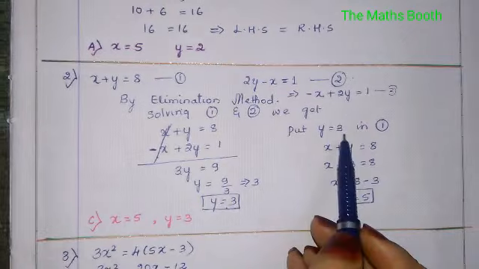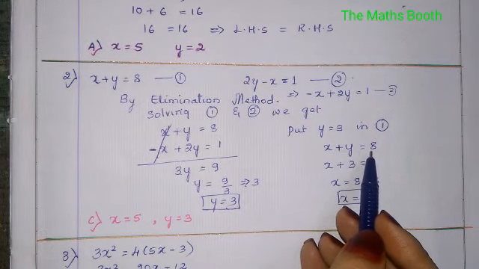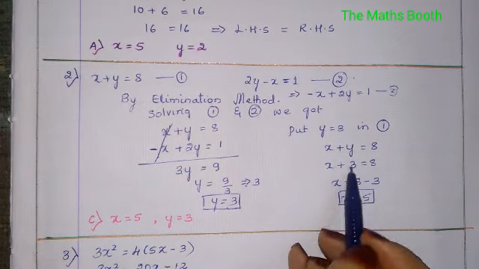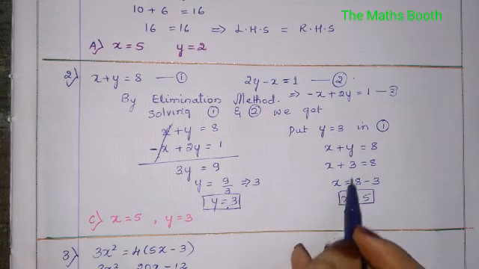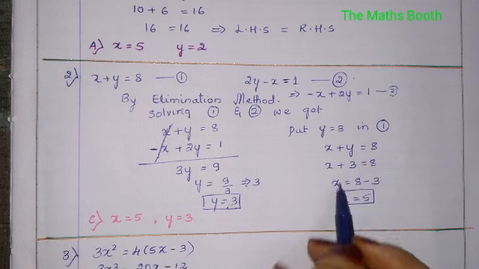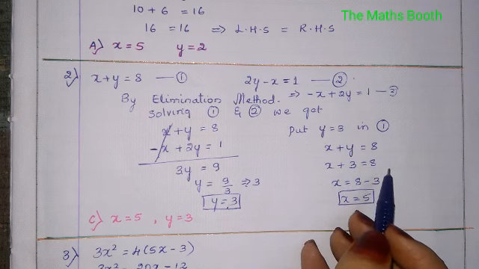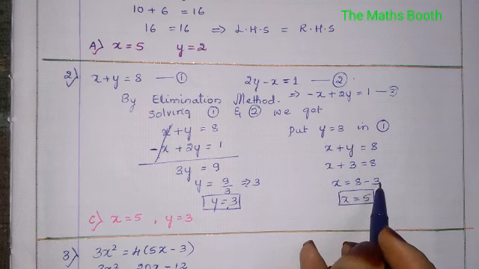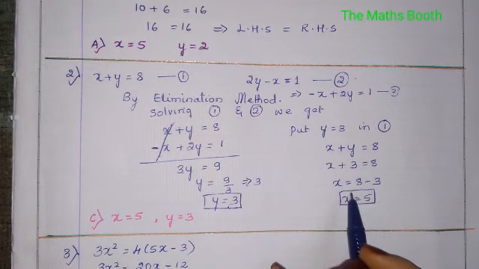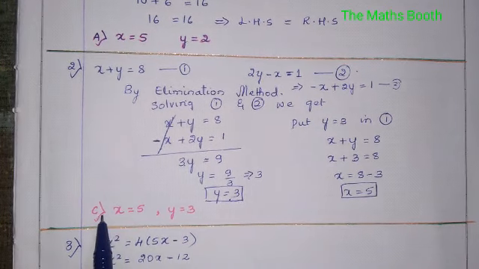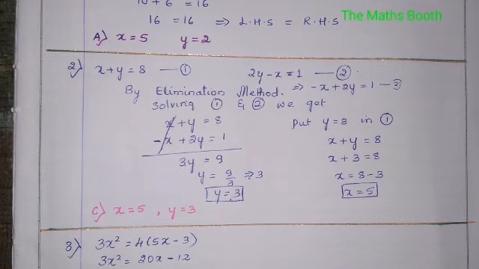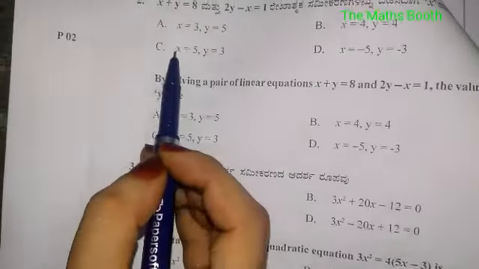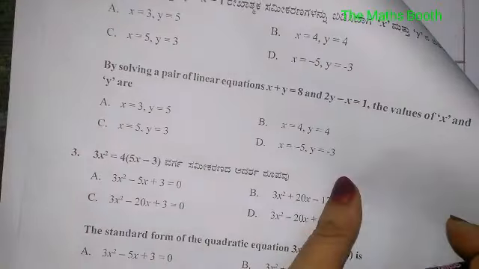So I have taken equation 1, x plus y is equals to 8. In place of y I have substituted 3, x plus 3 is equals to 8. x is equals to 8 minus 3, if we take it to this side it becomes minus 3. x is equals to 8 minus 3 is 5. Okay, so the correct option is C, x is equals to 5 and y is equals to 3. Okay, let me show you here. C, x is equals to 5 and y is equals to 3.